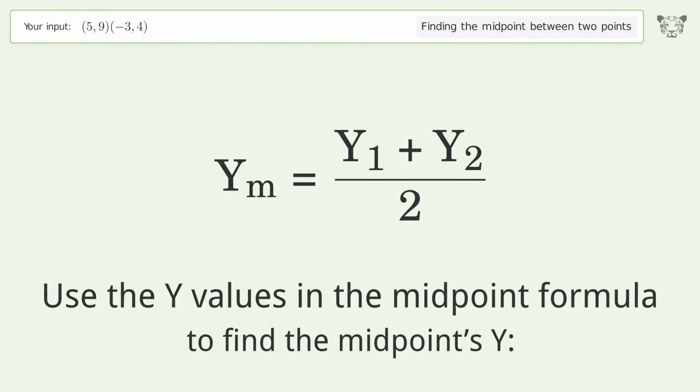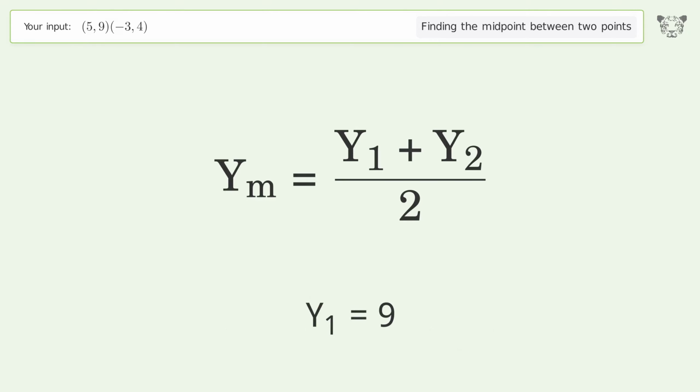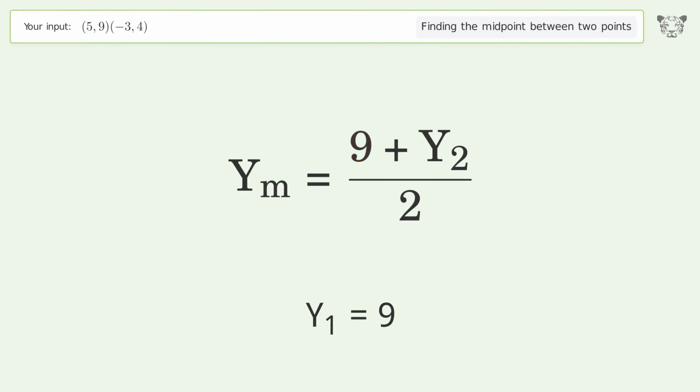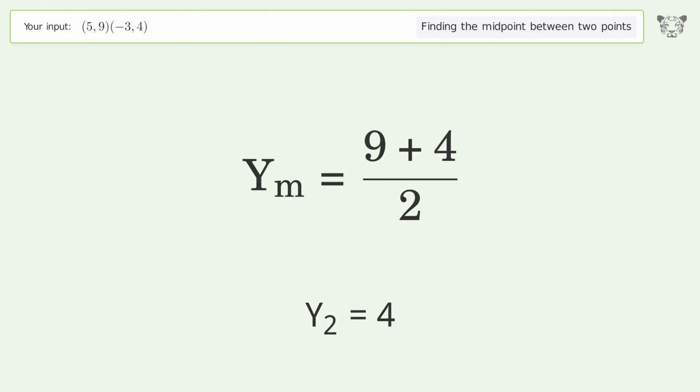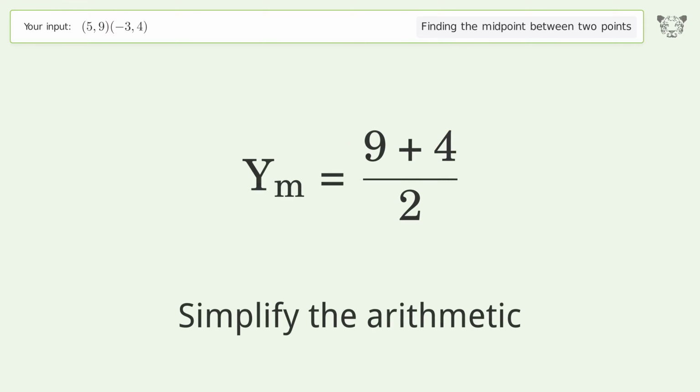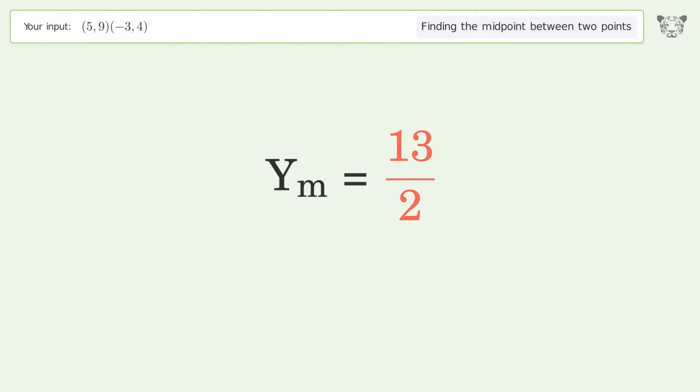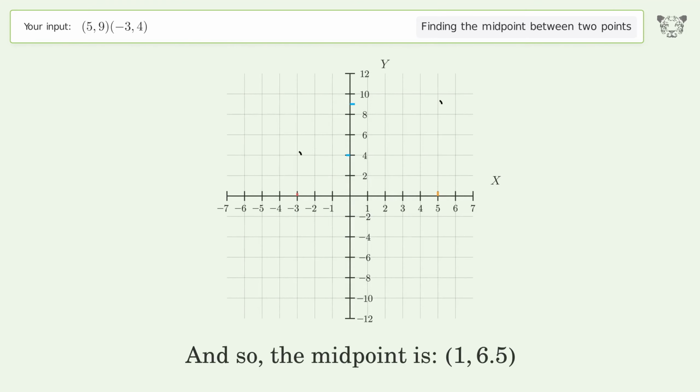Use the y values in the midpoint formula to find the midpoint's y. y1 equals 9. y2 equals 4. Simplify the arithmetic. And so, the midpoint is 1, 6.5.